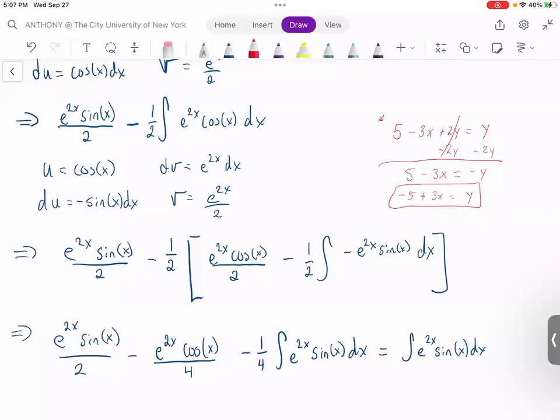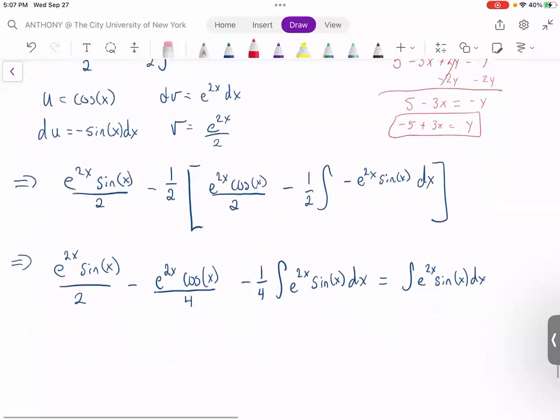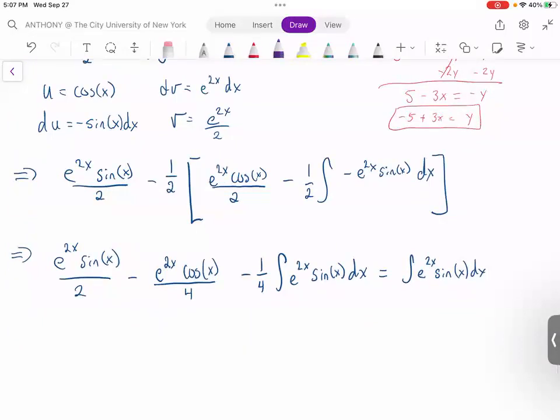So what I'm going to do is move over the negative 1/4 of e to the 2x sine of x dx to the other side. And then whatever that constant multiple is that's still lingering, I'm just going to multiply it on the other side. So check this out. What I'm going to do now is say I'm adding 1/4 of the integral e to the power of 2x sine of x dx.